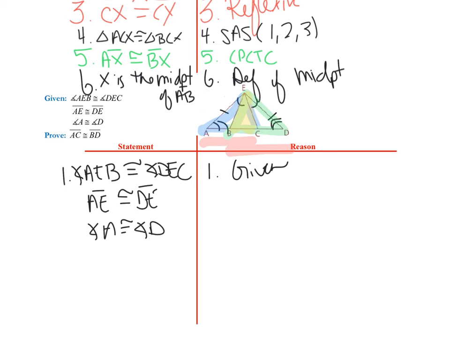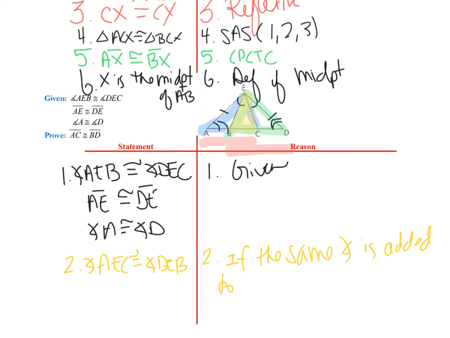Well, good thing is we have information to do that. So we're going to say angle AEC is congruent to angle DEC. Or DEB, excuse me. Okay. And the reason being, if the same angle, which is that angle in yellow, is added to congruent angles, which are marked on the diagram, then the sums are congruent.